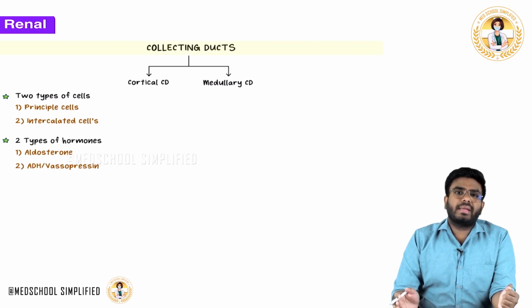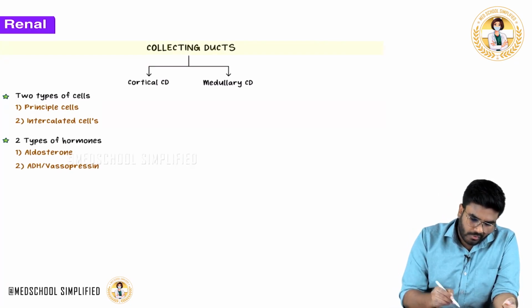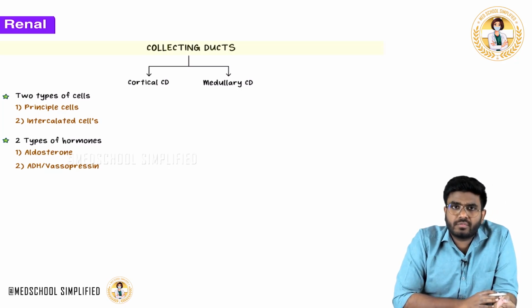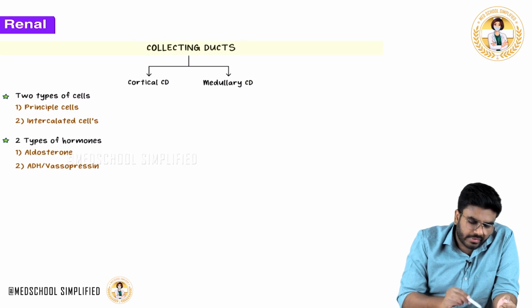Welcome back, guys. Now let's discuss the topic of collecting ducts. These collecting ducts are the last parts of the nephron. Now, these collecting ducts are mainly divided into how many types?